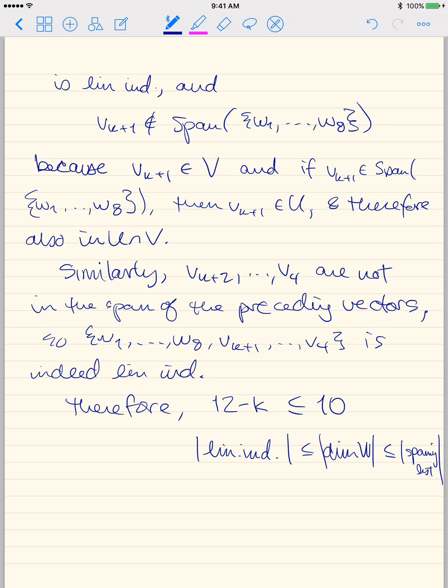All right, that was a thing we leaned on pretty heavily. We're just using this first part of it here. We have a linearly independent list of length 12 minus k, and we know the dimension. And that implies that k is at least 2.